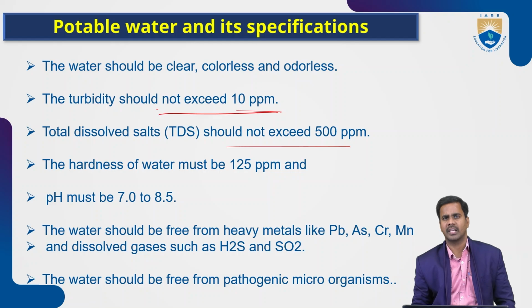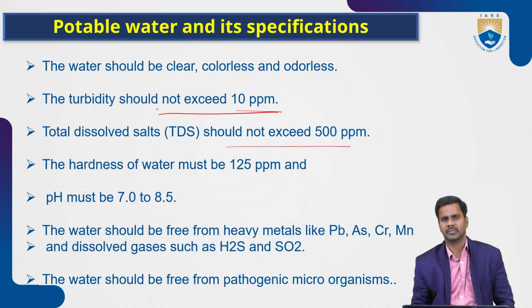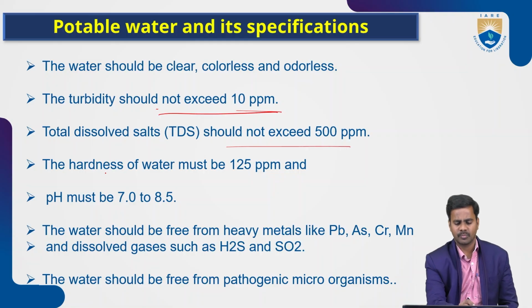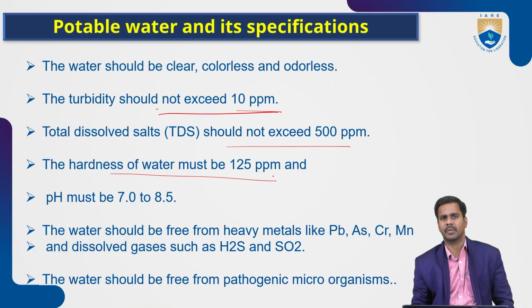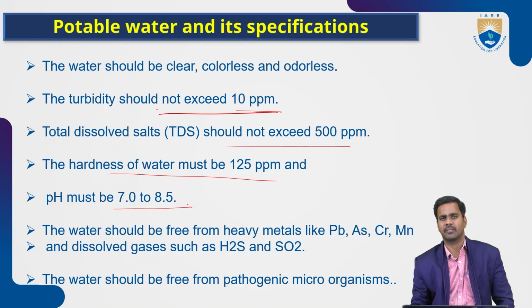Here, TDS means total dissolved solids, the different types of salts and compounds present in water. All those compounds are considered as TDS. The TDS level should not exceed 500 ppm. The hardness of potable water must be 125 ppm, and the pH level of potable water is 7 to 8.5.